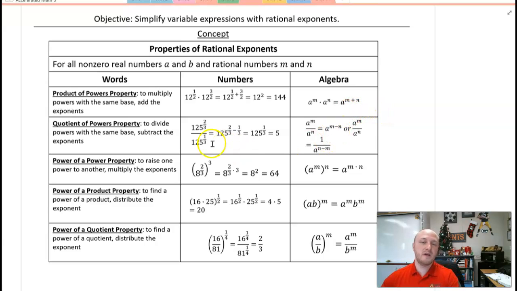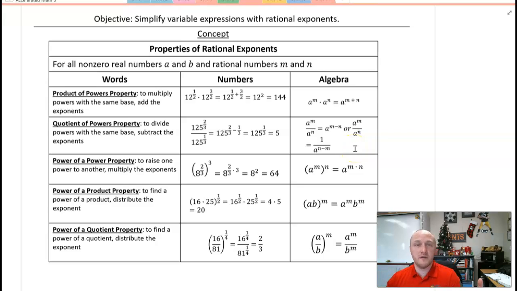Same idea when we are dividing expressions with powers. If the base is exactly the same, a to the power of m over a to the power of n, we can go ahead and subtract those, a to the power of m minus n, okay? And you could also rewrite this to where the base is in the denominator with the power in the denominator subtracting the power in the numerator.